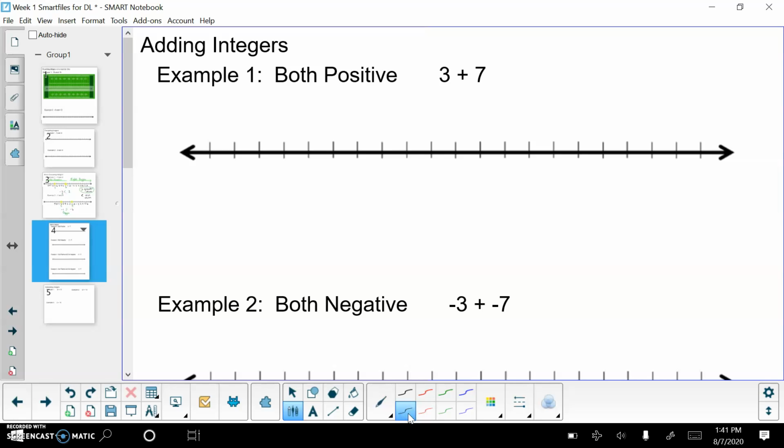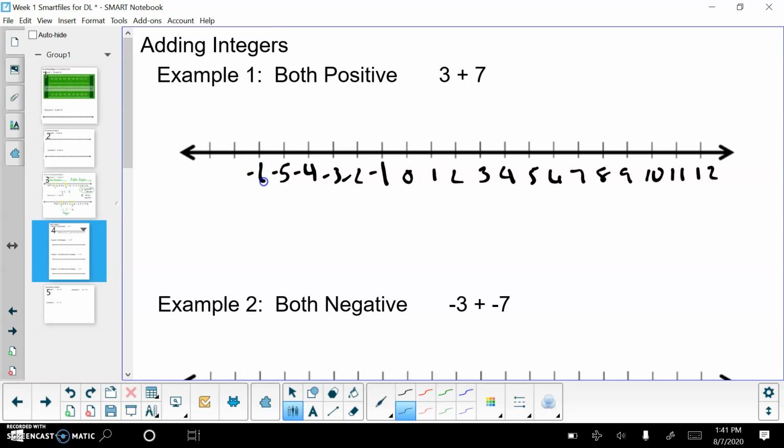Again, you can locate your 0 anywhere. I'm just going to put mine here. And I'm going to put a few numbers to the right, the positive side, and just because it bothers me not to have any on the negative side, I'm going to show some numbers on the negative side as well.